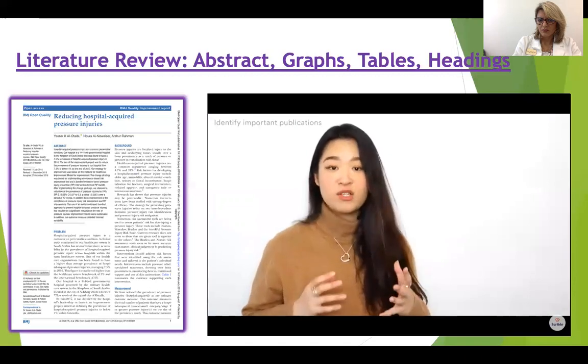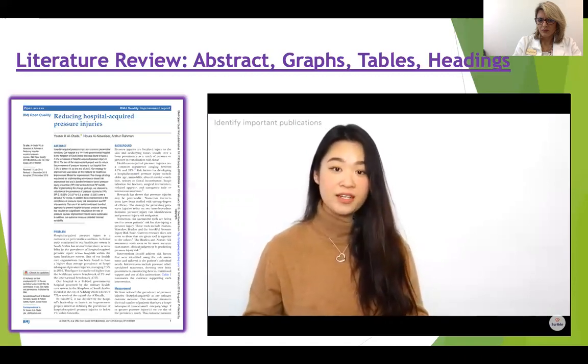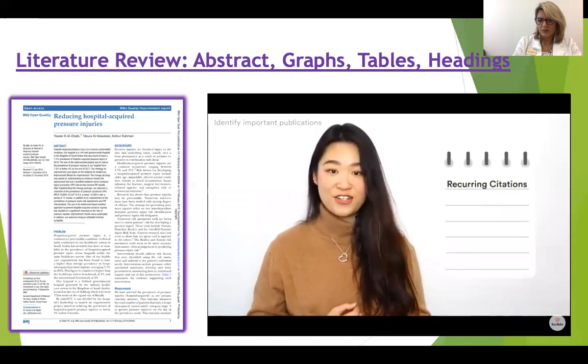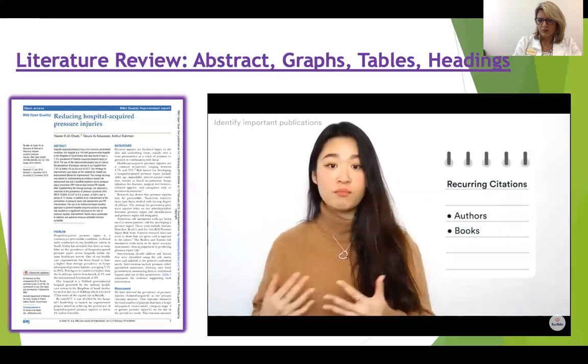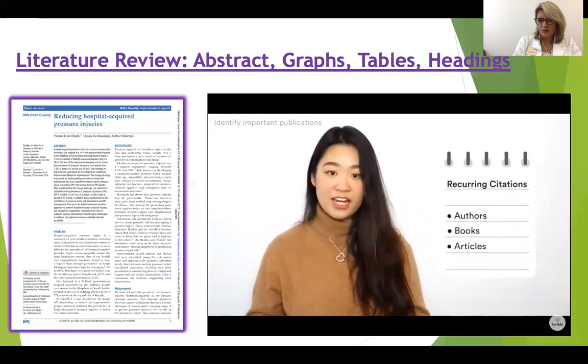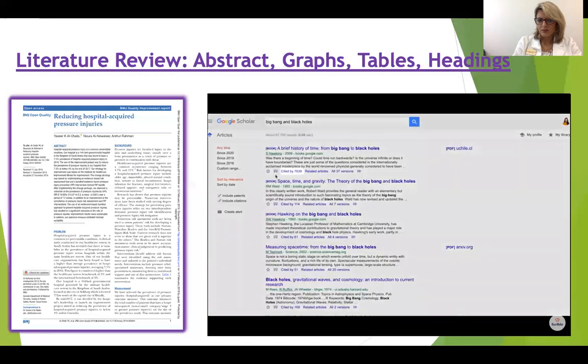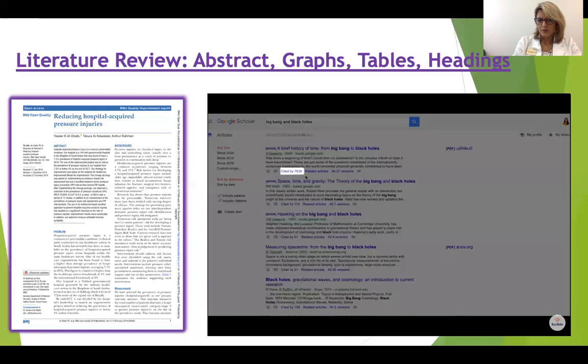To identify the most important publications on your topic, take note of recurring citations. If the same authors, books, or articles keep appearing in your reading, make sure to seek them out. You can also look at how many times the article has been cited on Google Scholar. If the number is high, the article is probably influential in the field. Then you should definitely include it in your literature review.